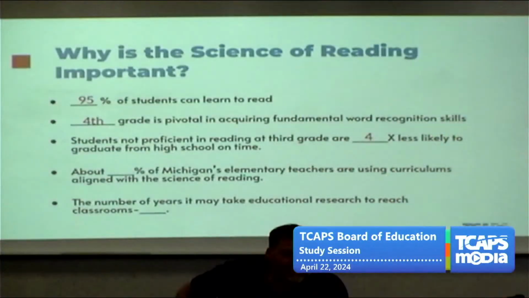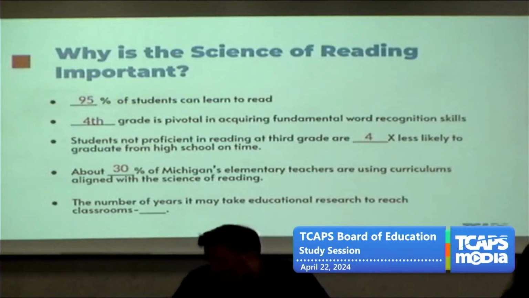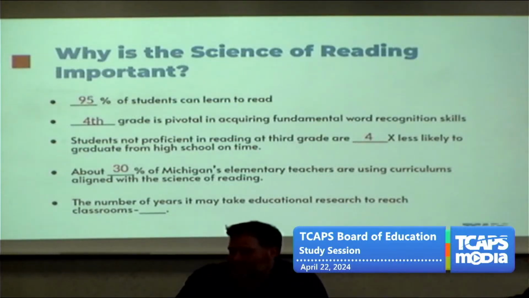40%? Over-under. So, how many are using curriculum aligned to the science of reading? Let's be optimistic and say 60? 50%. We just went through that debate. 30. Thirty percent. We'd like to increase that and be part of that.